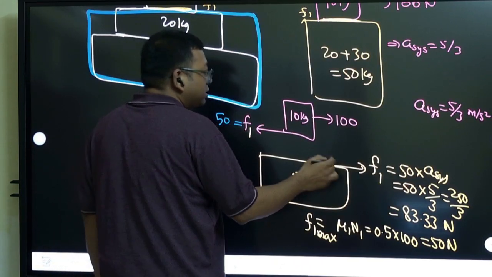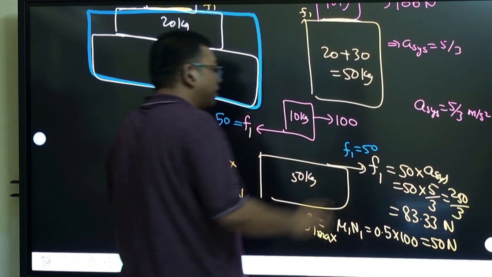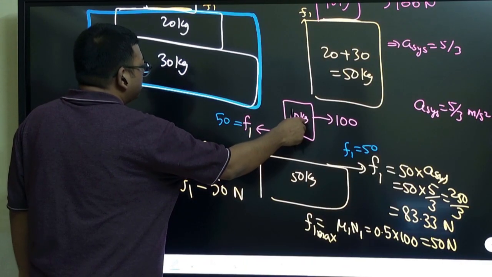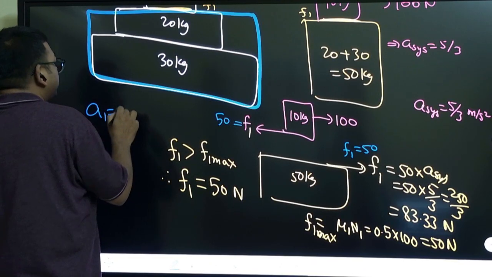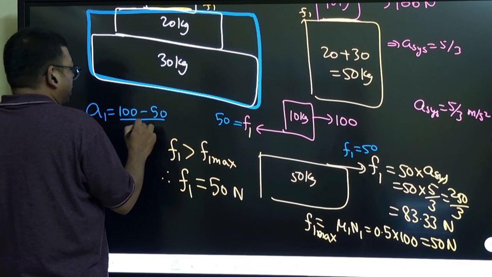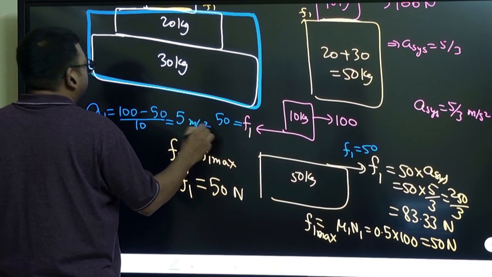50 Newton, and this is 50 Newton only, we have to take this F1. It cannot be that much. Okay, so now considering this, calculate the acceleration of this one. Upper one you calculate acceleration. Acceleration will be 100 minus 50 divided by its mass, which is 10. Correct. So that will become 5, definitely 5 meters per second square.